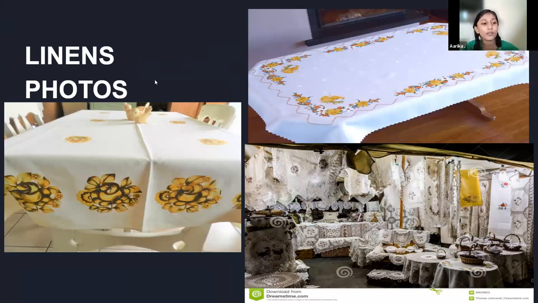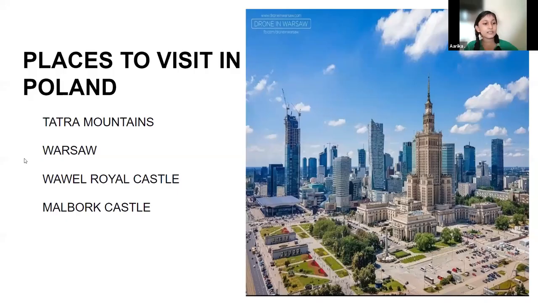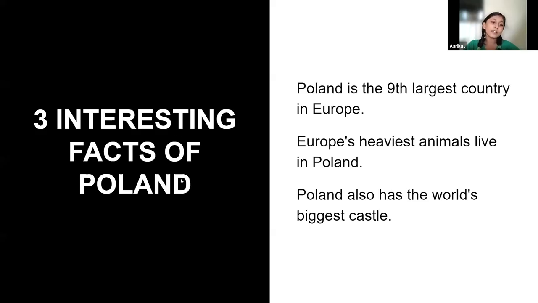Places to visit in Poland: Tatra Mountains, Warsaw, Wawel Royal Castle, and Malbork Castle. Three interesting facts about Poland. Poland is the ninth largest country in Europe. Europe's heaviest animals live in Poland. Poland also has the world's biggest castle.